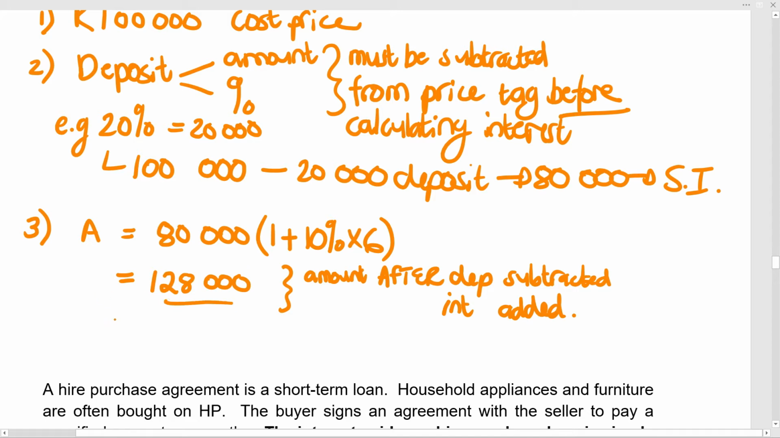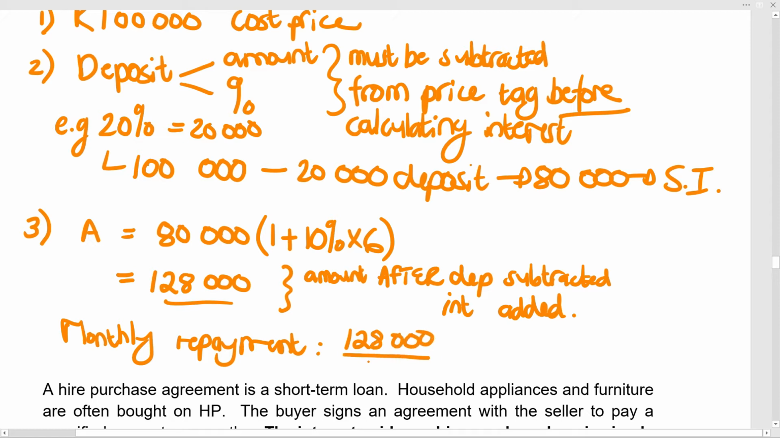Then what I said you might have to do is work out monthly repayments. Mostly we work with monthly, though it can obviously be other terms. A monthly repayment would be that total divided by the number of months in 6 years. So it would be 128,000 divided by how many months? 6 times 12, which is 72. We divide by 72 and we get that you're paying 1777.78 per month.